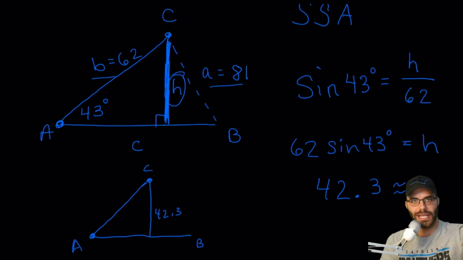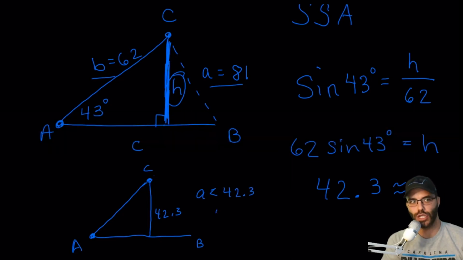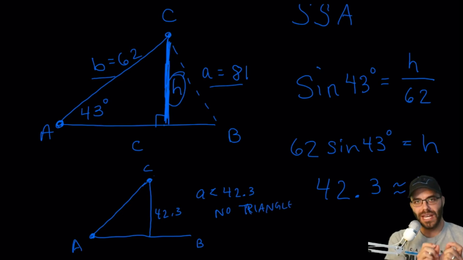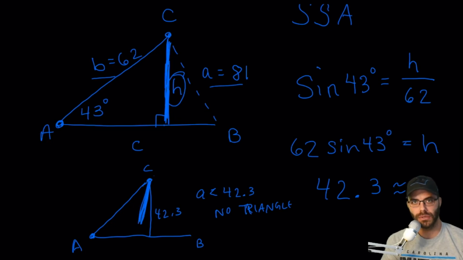So let's say A was 38, but our height was 42. Well, 38 is less than 42. So you can kind of picture that there would be no possible way of closing that triangle. Okay? So if A is less than the height, or if the side opposite of the angle that you're given is less than the height, then there's absolutely no way there could be a triangle. Okay?